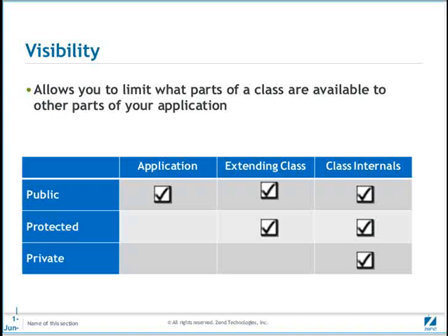So, in the case of an application, I might use the public keyword to extend things within an application, within a class, within the class internals. Protected means that if I extend the class, I'm good, and of course I can use things internally within the object. And of course, private is only available inside that object itself.